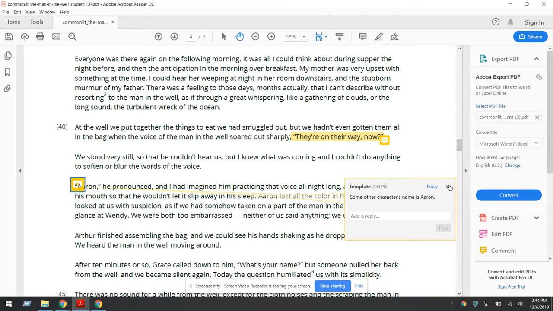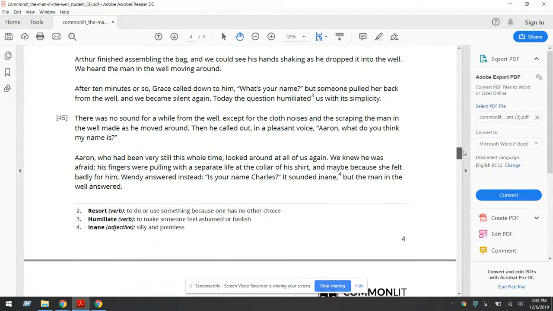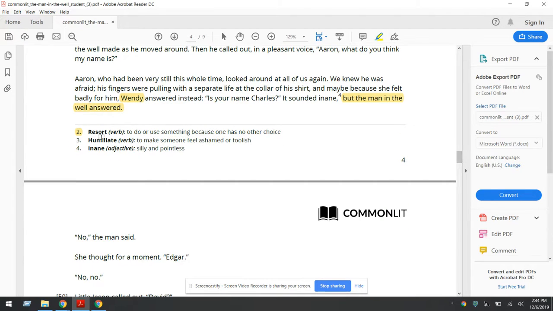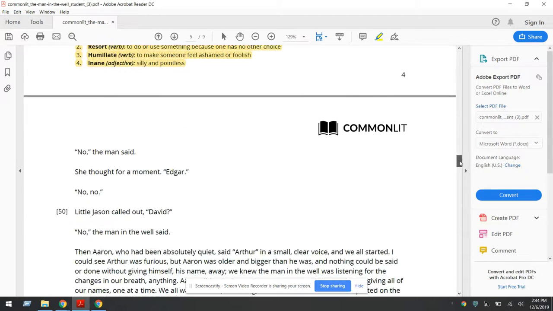Okay, I'm skimming and scanning for that dialogue again. Grace called down to him. Okay, so we have another one, Aaron. We have Grace. Okay, skimming and scanning. There's that word, Aaron, again. We have some Wendy. So it sounds like we have a bunch of people, but the man in the well answered. Okay, but we don't know what he answered yet. All right, I'm noticing there are vocabulary words down here, so I probably don't have to look up a bunch because they already give me the vocabulary words. So if I'm struggling, the definition's here already.